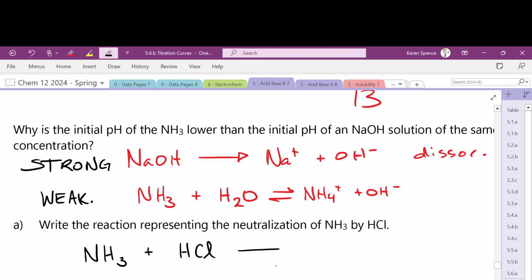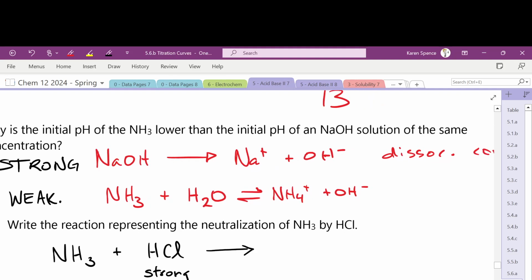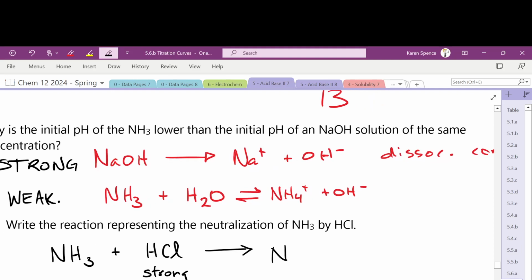One-way arrow or two-way arrow? One-way arrow. How do we know? HCl is strong, and as long as one of them is strong, it will go to completion. All right, and our products are NH4 plus and Cl minus. So tell your partner what is the equivalence point and what species are present at the equivalence point.